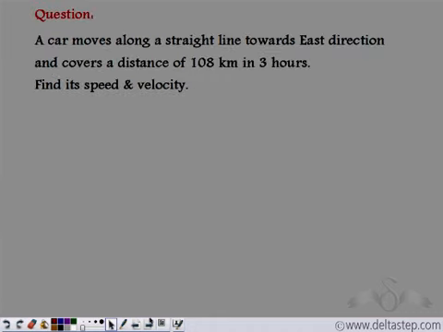Now let us solve a question. A car moves along a straight line towards east direction and it covers a distance of 108 kilometers in 3 hours. Find the speed of the car and the velocity of the car. So the car moves 108 kilometers towards east in 3 hours.